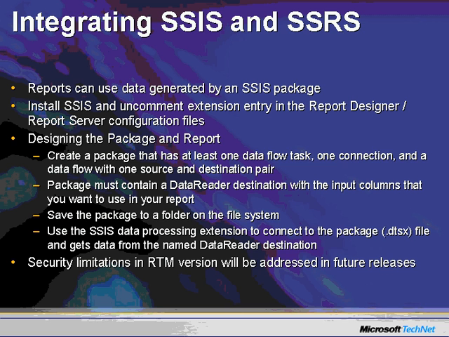So when you build your Integration Services package, you have at least one data flow task, one connection, and a data flow destination. The package also contains a data reader destination, and that contains the columns that you want to use in your report. So instead of writing directly to a database or the file system, the package simply writes into this data reader destination. And then you can use the SSIS processing extension.